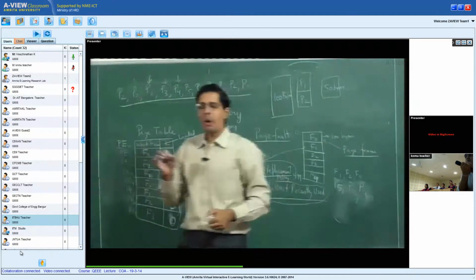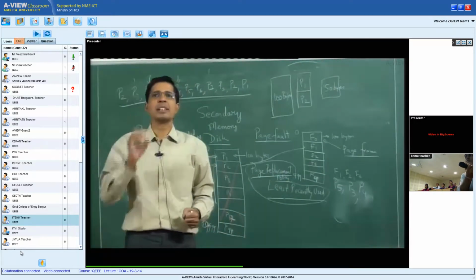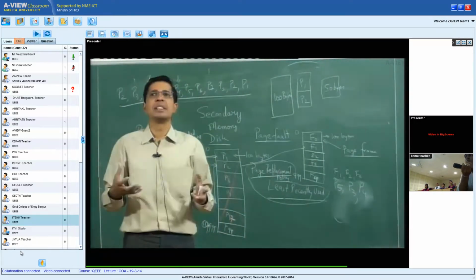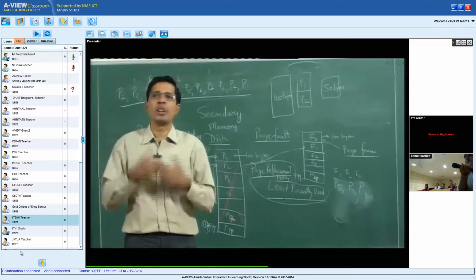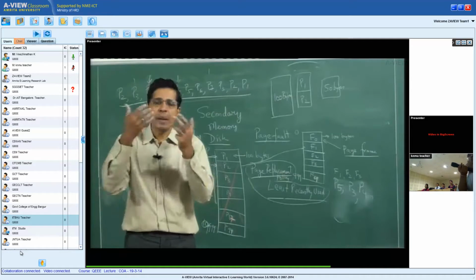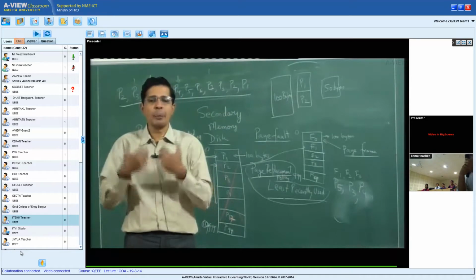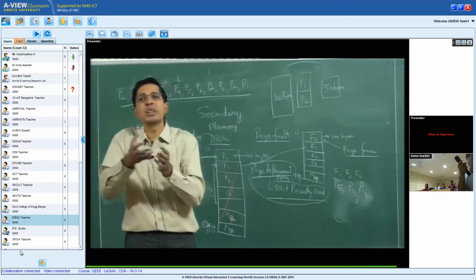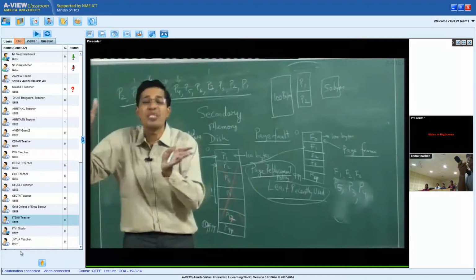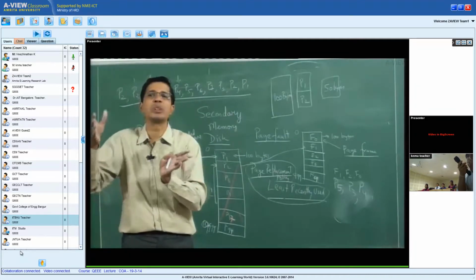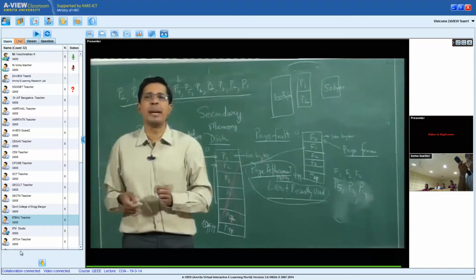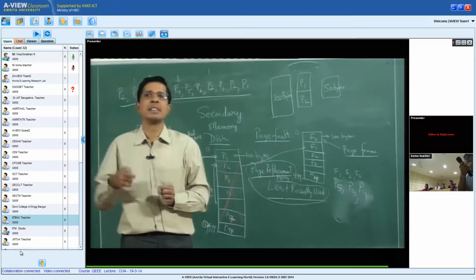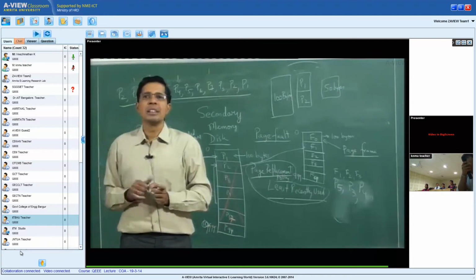Right? So a page replacement action happens because there is a page fault. Once a page fault is detected, if the operating system finds that all the frames allocated to it are already full, it has to go and replace one of those frames with this new page, and so it does the replacement.